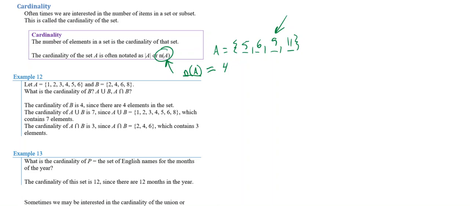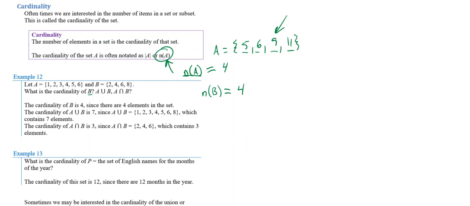Okay? So if we look at this example, it says let set A equal those numbers and set B equal those numbers. What's the cardinality of B? Well, the cardinality of B, so we could say N bracket B, the number of elements in B, is equal to, we'll just count the things in B, so there's 4.